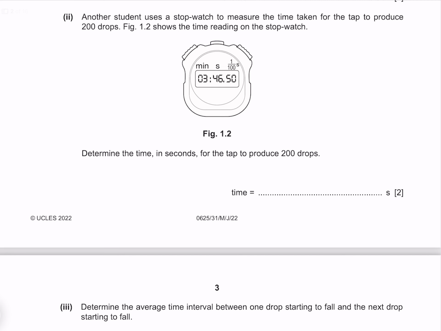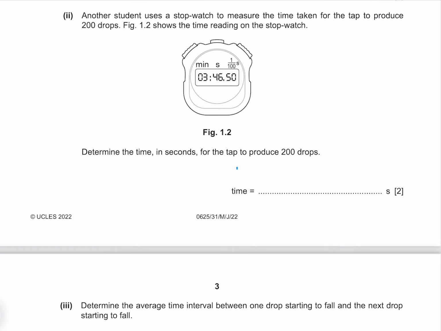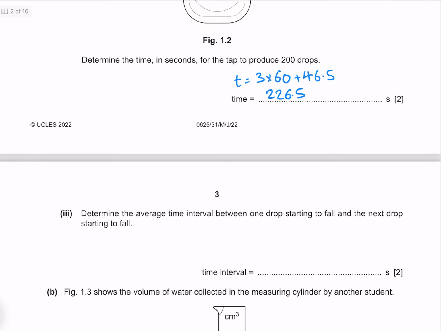Another student uses a stopwatch to measure the time taken for the tap to produce 200 drops. Figure 1.2 shows the time reading on the stopwatch. Determine the time in seconds for the tap to produce 200 drops. To find our time, we take our 3 minutes, which is 3 lots of 60, and add on our 46.5 seconds, which gives me 226.5 seconds.